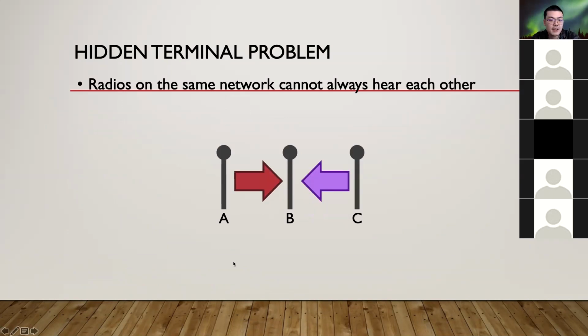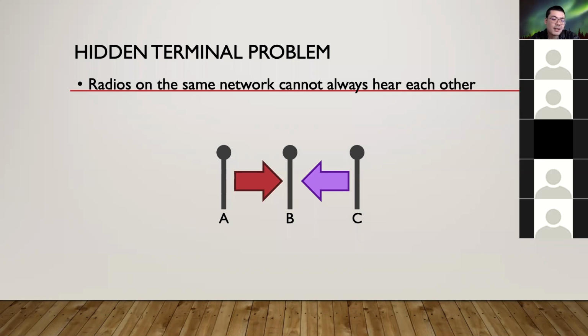Let's say A and C both want to send to B. Because A and C may be too far away from each other, they cannot hear each other. So this is a reversal of the previous example. In the previous example, we said that if you send, maybe even if there's a conflict you detect, the receiver will not have a problem.